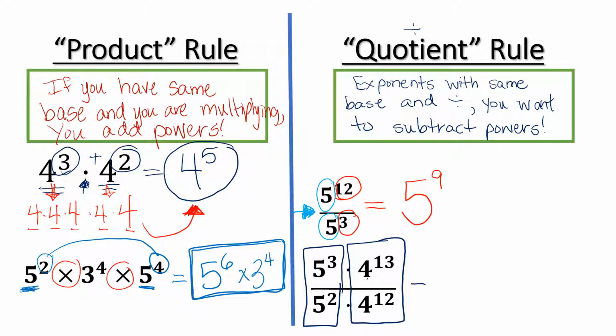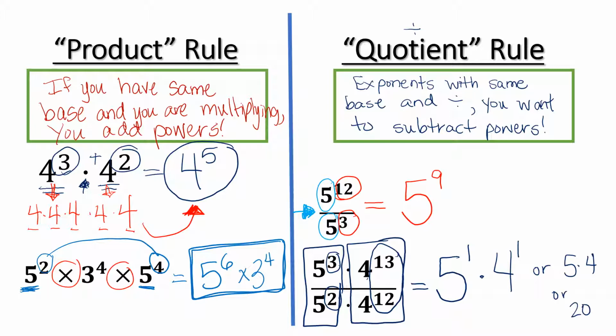So if I do 5 to the 3rd divided by 5 to the 2nd, remember I keep my base, and since I'm dividing, I just take my powers and I subtract them. So I do 3 minus 2, which is 1. And then I'm going to do the same thing with my 4s. So then I have a times 4. And then if I do 13 subtracted by 12, that leaves us with a 1. So our answer would be 5 to the 1st times 4 to the 1st. And remember, 5 to the 1st times 4 to the 1st is the same thing as 5 times 4. And we could even say that's the same thing as just 20.